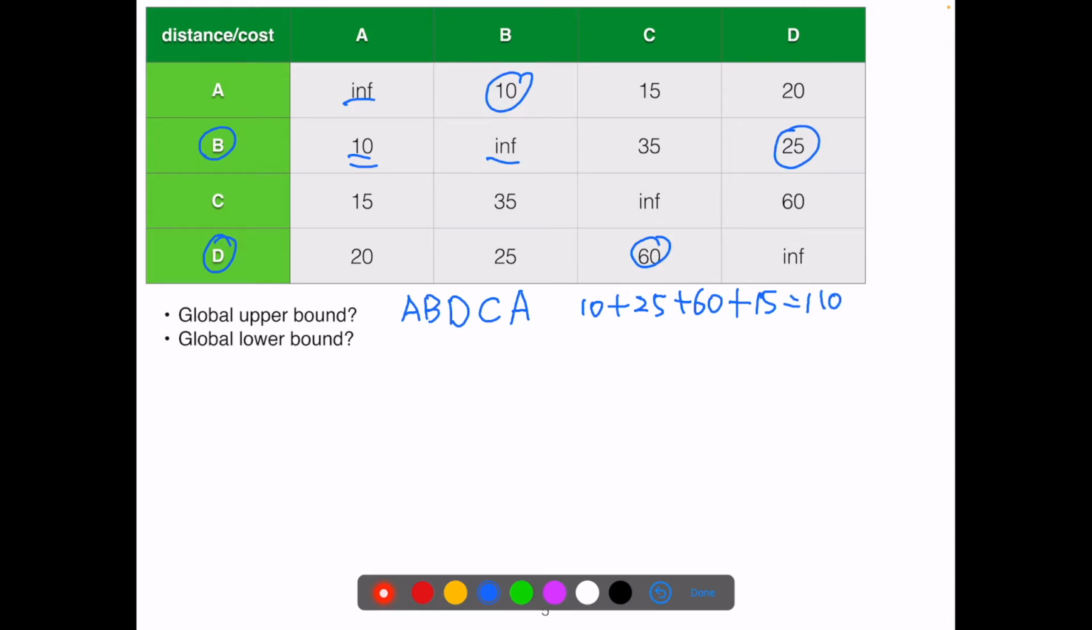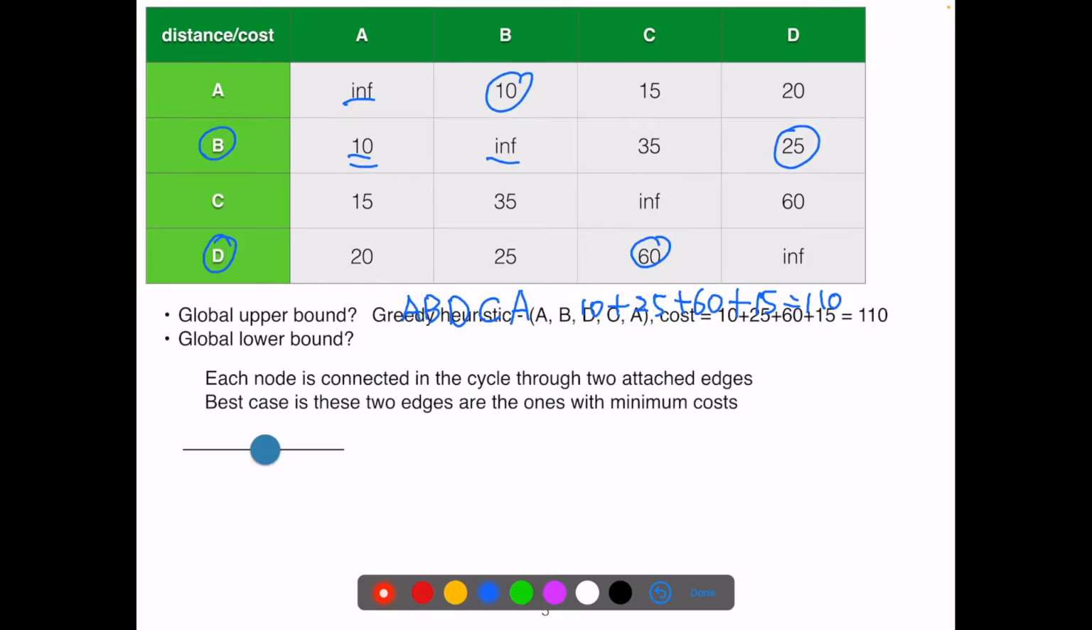A quick greedy algorithm will give us a decent solution. It's feasible, so we can use this as our initial global upper bound. What about the global lower bound? What's the minimum cost of a complete circle? Notice that each node is connected in the circle through two attached edges. The best case, including one particular node, is that the two edges are the ones with the minimum costs.